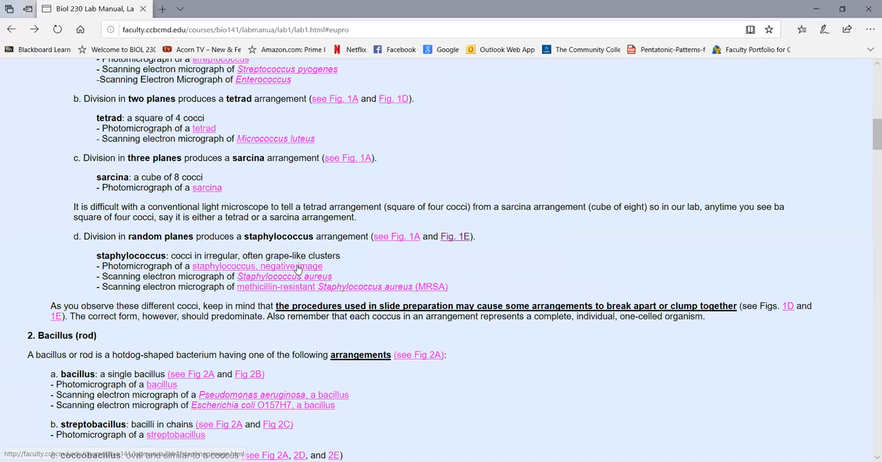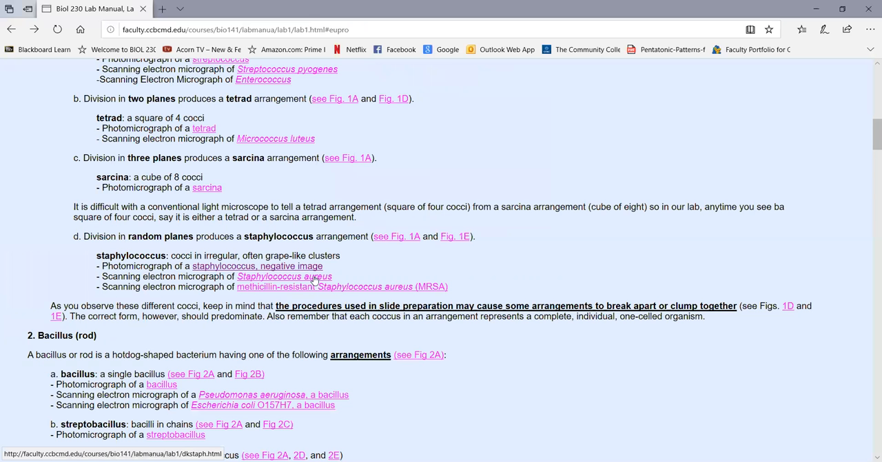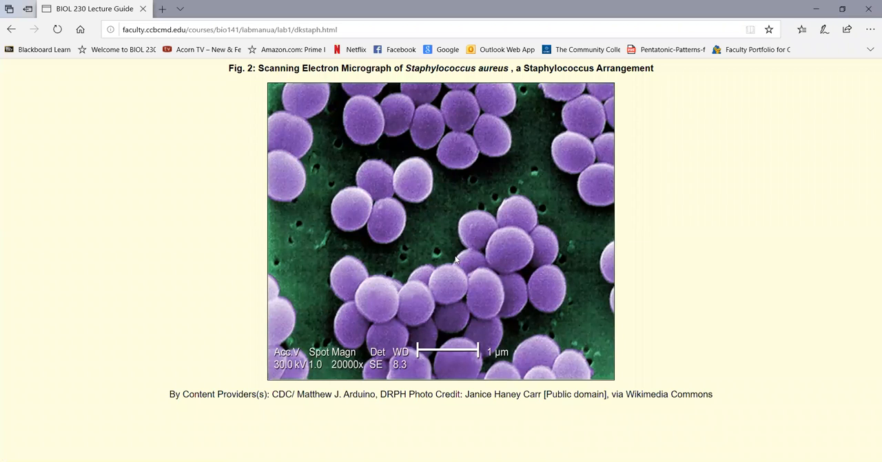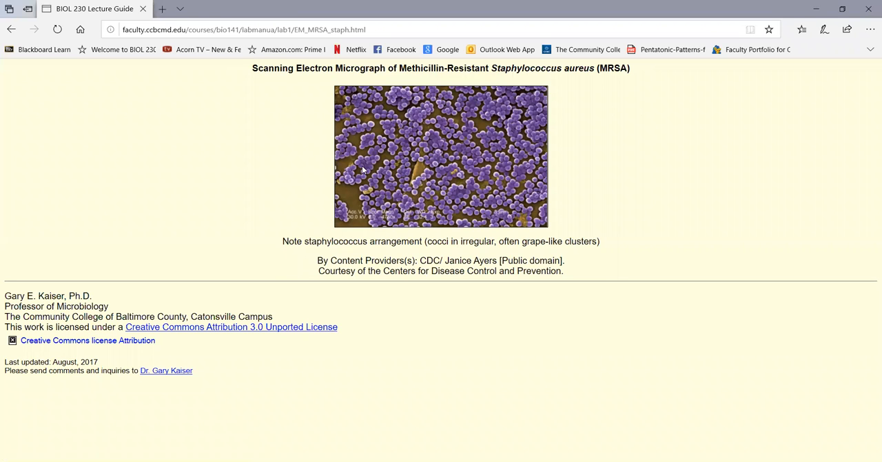Here's a negative image of a staphylococcus. Again, you see these nice little grape-like clusters that form, only 3, 4, 5 cells across at most. And here we see it under a scanning electron microscope, where we see these nice grape-like clusters of bacteria. Here's a nice shot from a scanning electron microscope of methicillin-resistant Staphylococcus aureus, where again we see all these nice little grape-like clusters. But again, only 3, 4, 5 cells across.